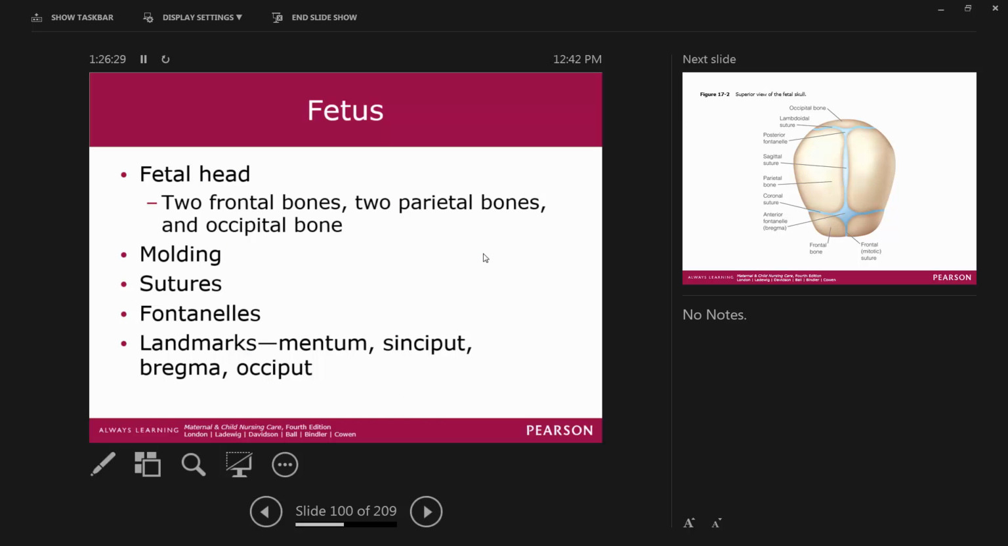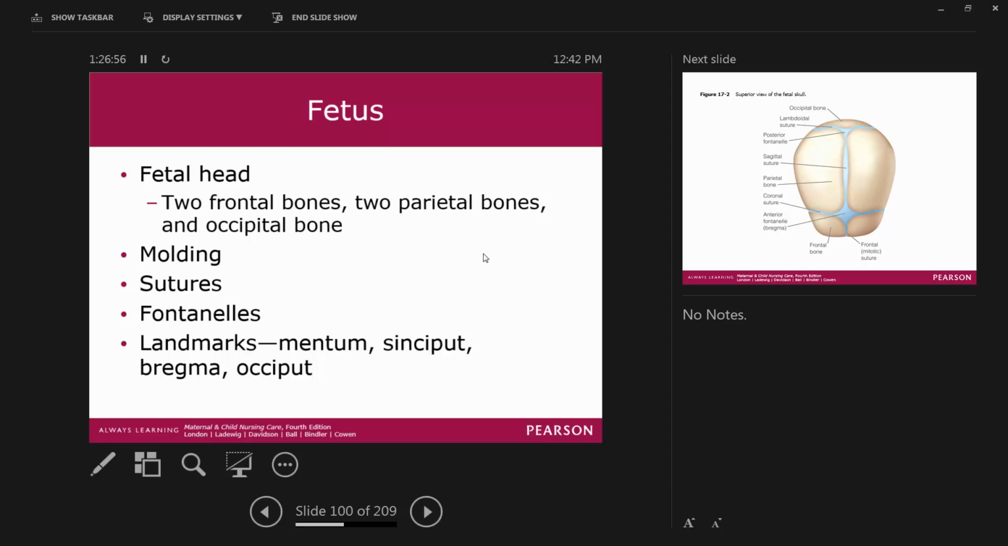All right. So the fetus, that head's coming down through the birth canal. The head is broken up into several bones. The skull of the baby's head is not one solid bone like ours is. They have 2 frontal bones, 2 parietal bones, and an occipital bone, and those bones are meant to overlap so baby can fit through the birth canal. Okay? And then eventually as baby grows, those fuse together.